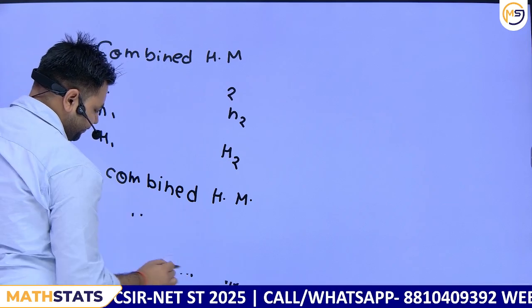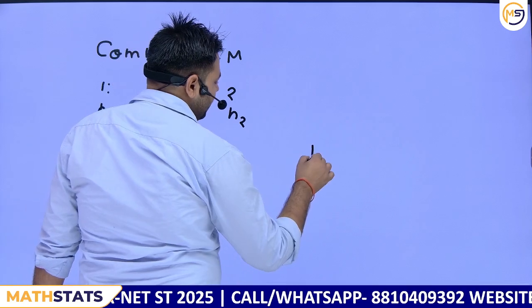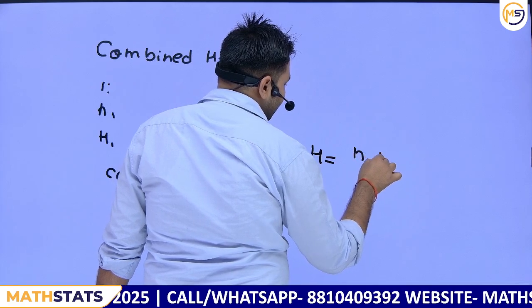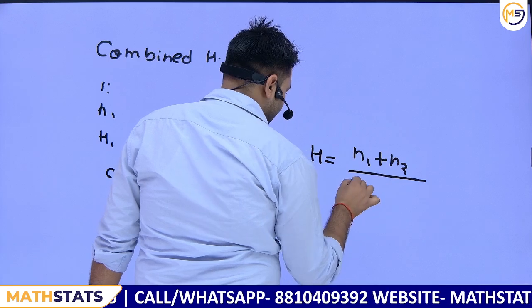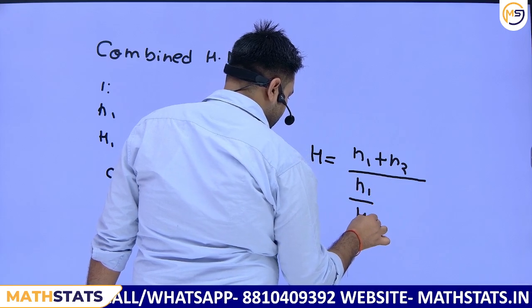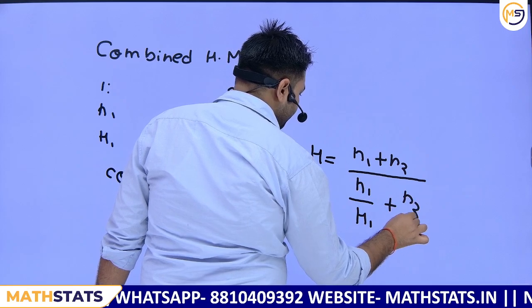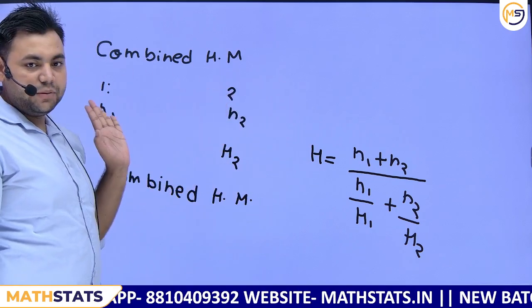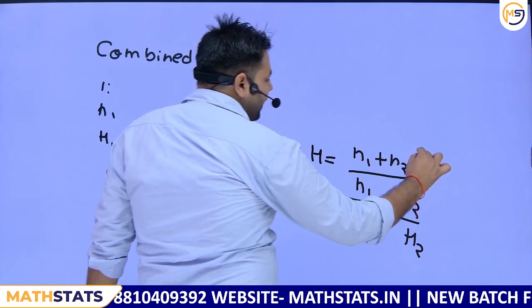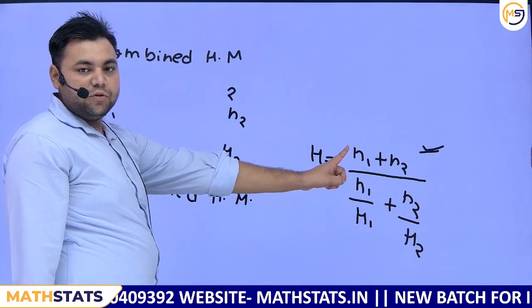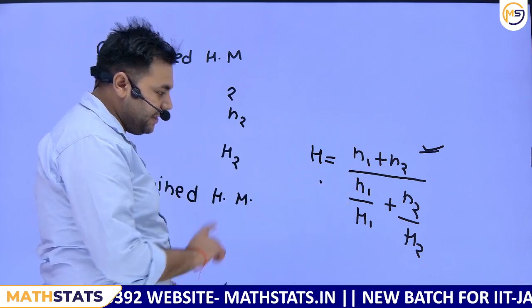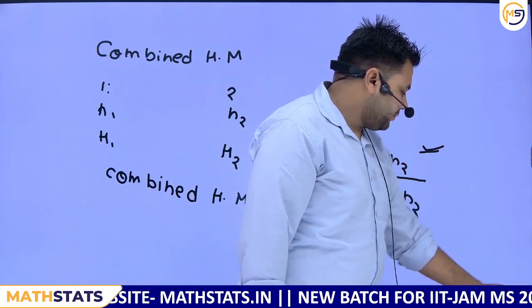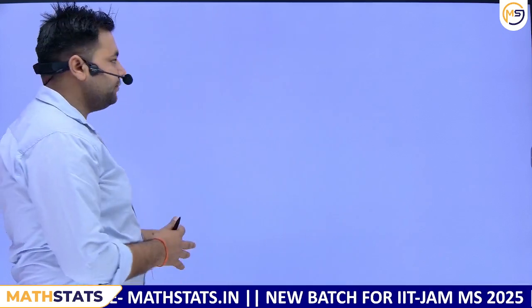Wait a second, I am writing here. This is capital H, the combined harmonic mean. So this is n1 plus n2 divided by n1 by h1 plus n2 by h2. You can generalize this. Please check this formula. If the formula is wrong, you can text me, I am checking. If anyone finds any error, let me know.